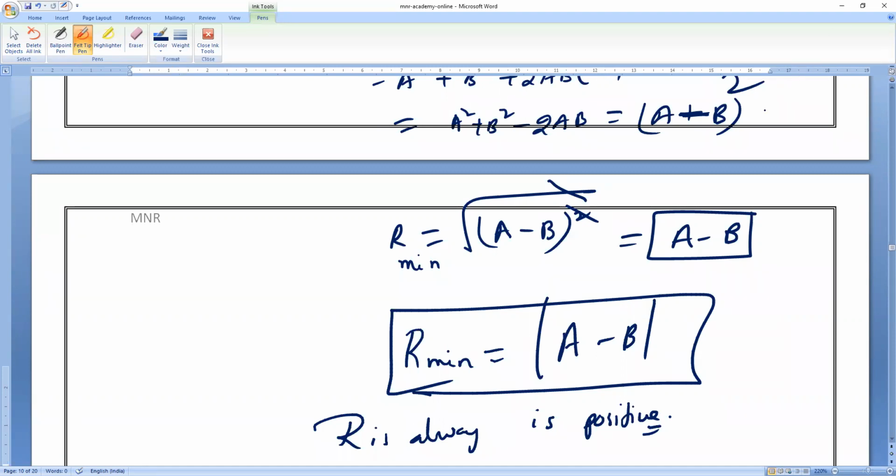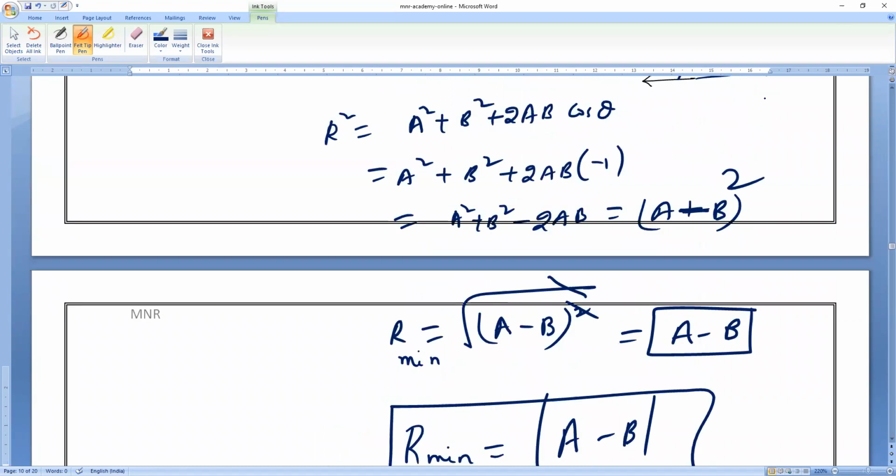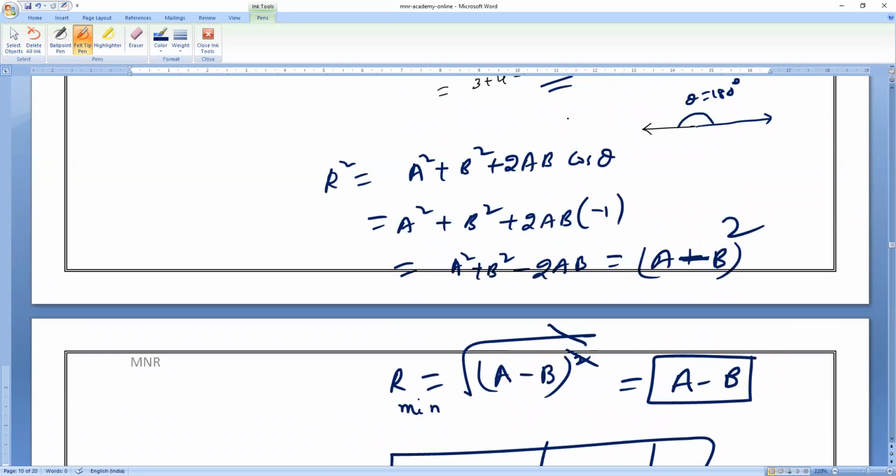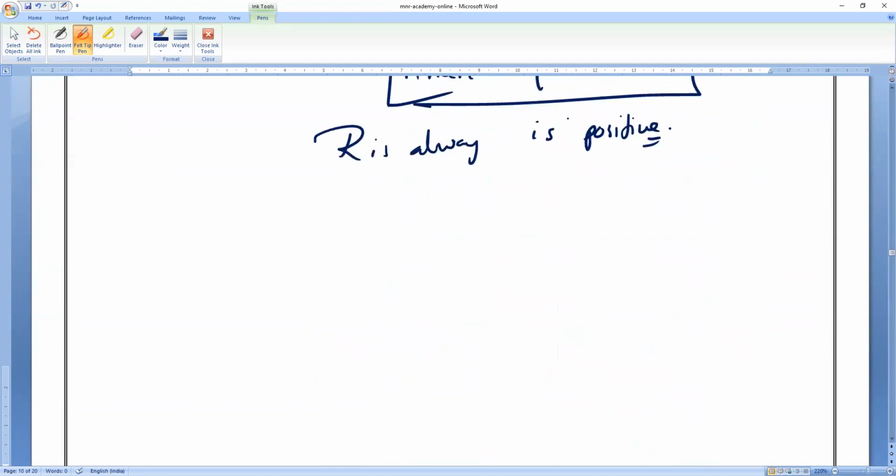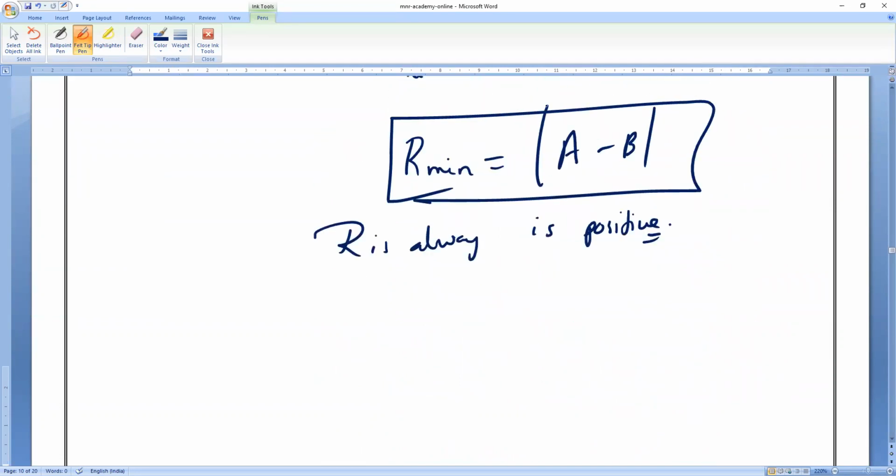Now if you verify with 3 and 4, what is the answer? 3 minus 4 is -1, but it can never be negative. So R maximum is equal to 7 and R minimum is equal to 1, not -1. That is what you have to remember.